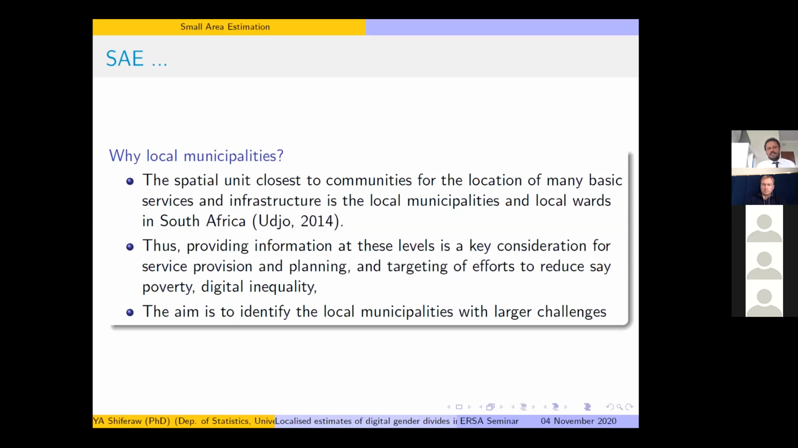Why local municipalities? It is the spatial unit closest to communities for the location of many basic services and infrastructure in the local municipalities and local wards in South Africa. Thus, providing information at these levels is a key consideration for service provision and for planning and targeting of efforts to reduce, let's say, poverty, digital inequality, unemployment, and food insecurity. You can do so many things at the lower level if you have a targeted effort at the local municipality level. So the aim is to identify the local municipalities with larger challenges, in this particular case, which local municipalities have the highest digital inequality. That is our aim. We need to identify at-risk municipalities using this technique.